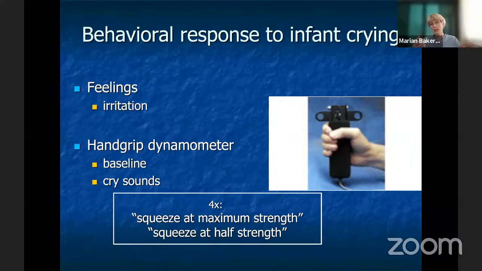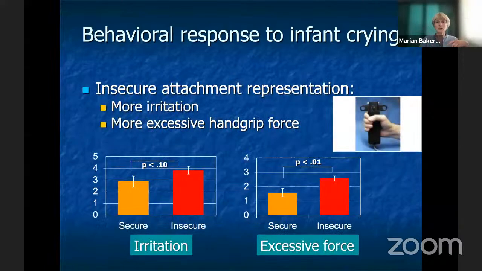And participants could see on a screen what their maximum strength was, and then modulate their second squeeze to half of the first squeeze. And they could train until they could modulate their second squeeze to half the strength of the first. And when they were able to do that, we turned away the screen and they were asked again to squeeze at maximum strength and at half strength, but now also while exposed to infant cry sounds.